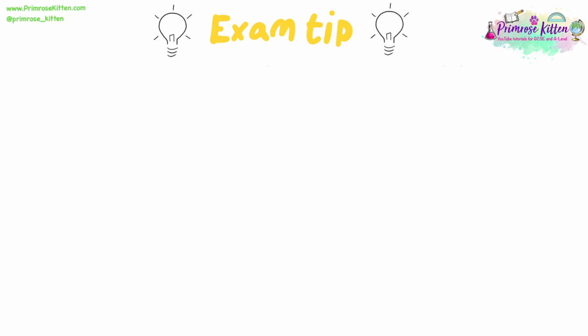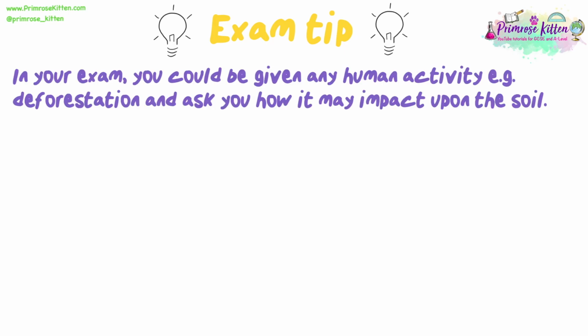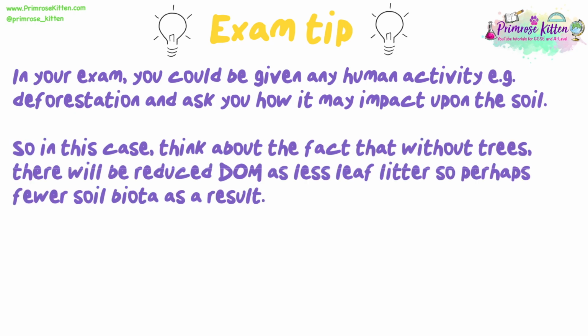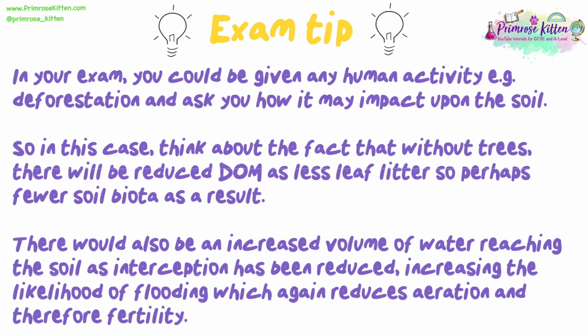Exam tip. In your exam, you could be given any human activity, for example deforestation, and be asked how it may impact upon the soil. So in this case, think about the fact that without trees, there will be reduced dead organic matter as less leaf litter, so perhaps fewer soil biota as a result. There would also be an increased volume of water reaching the soil as interception has been reduced, increasing the likelihood of flooding, which again reduces the aeration and therefore fertility.